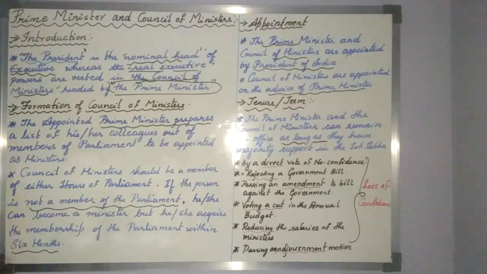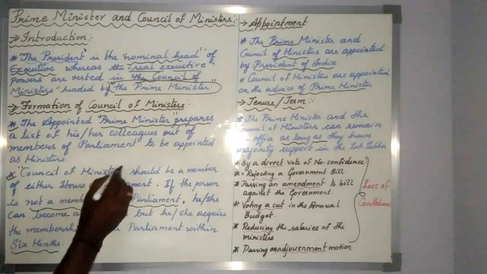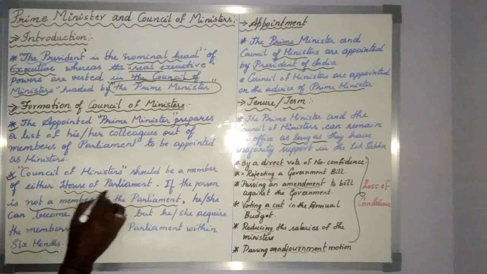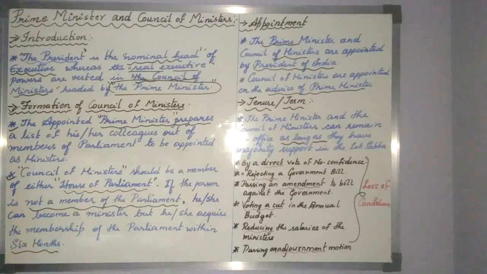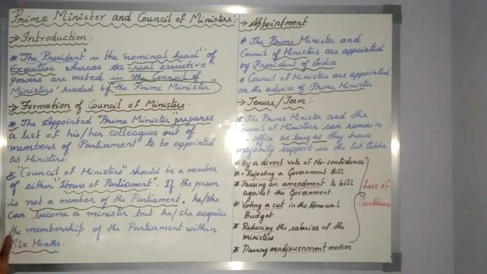Here, this is the first concept: the Prime Minister is the one who completely prepares his or her team. And the next thing, very important: the Council of Ministers should be a member of either house of Parliament. They should be a member of either house before they contest the election or when they become members of Parliament. They should have membership in either the Lok Sabha or the Rajya Sabha at a time. They cannot hold two house memberships.